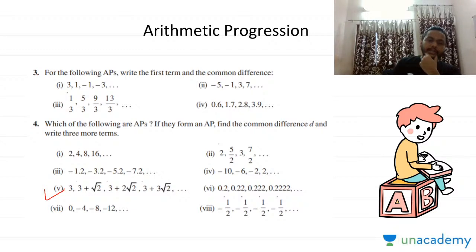Guys, come on, tell me quickly, is the fifth one your AP or not? Very good Adesh, very good Avnish.